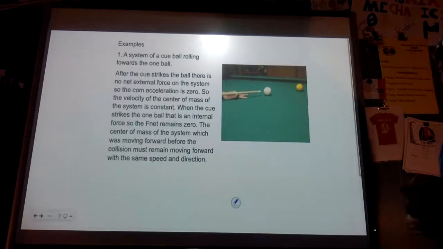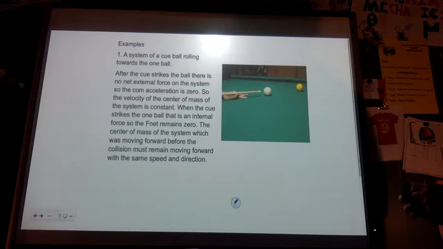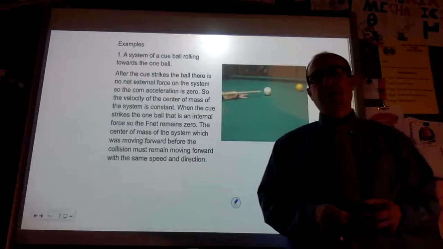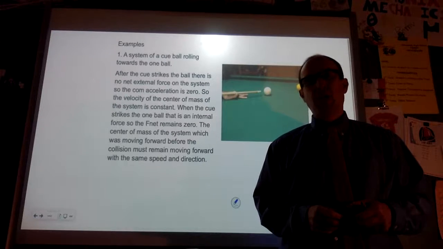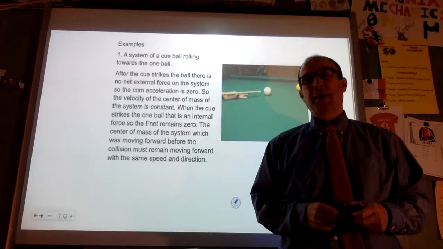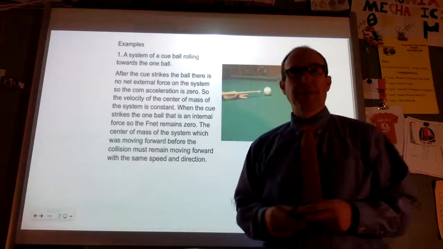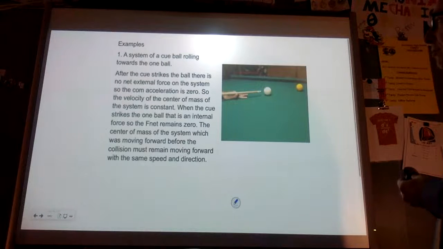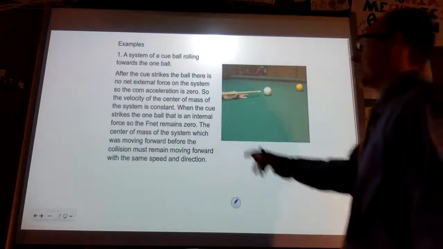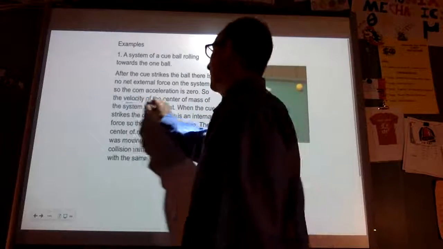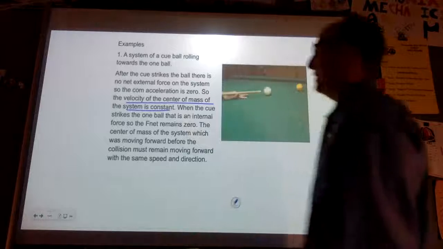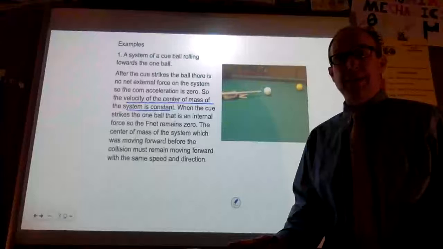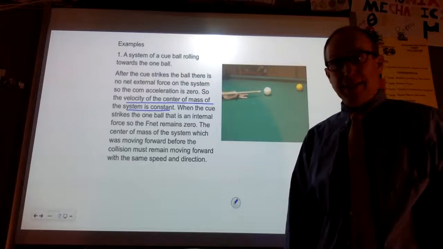So, some examples. You have a cue ball rolling towards a ball. Usually this all gets put into the momentum part, but I just felt like we couldn't look at gravitation and orbits and Kepler's laws without considering center of mass. After the cue strikes the ball, there is no net external force on the system, so the acceleration is 0. That would mean that the velocity of the center of mass is constant. As long as there are no external forces, it's going to stay the same.